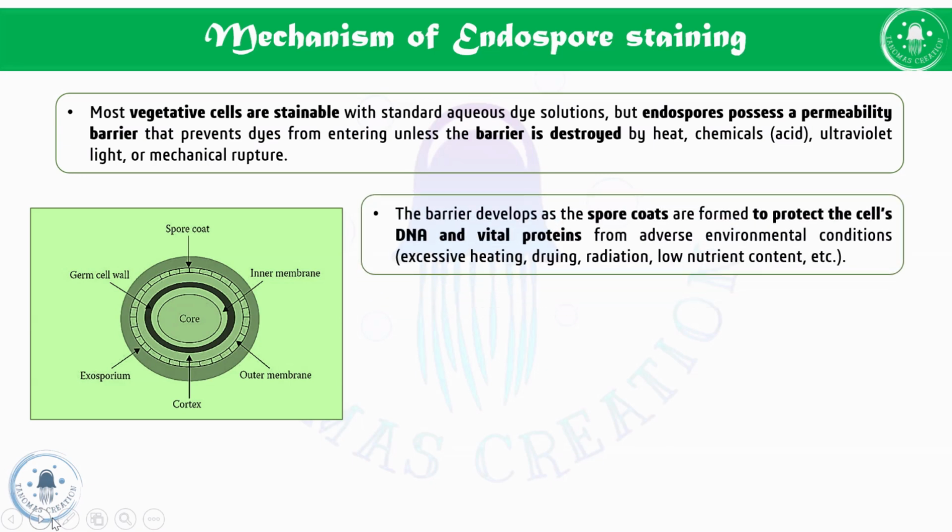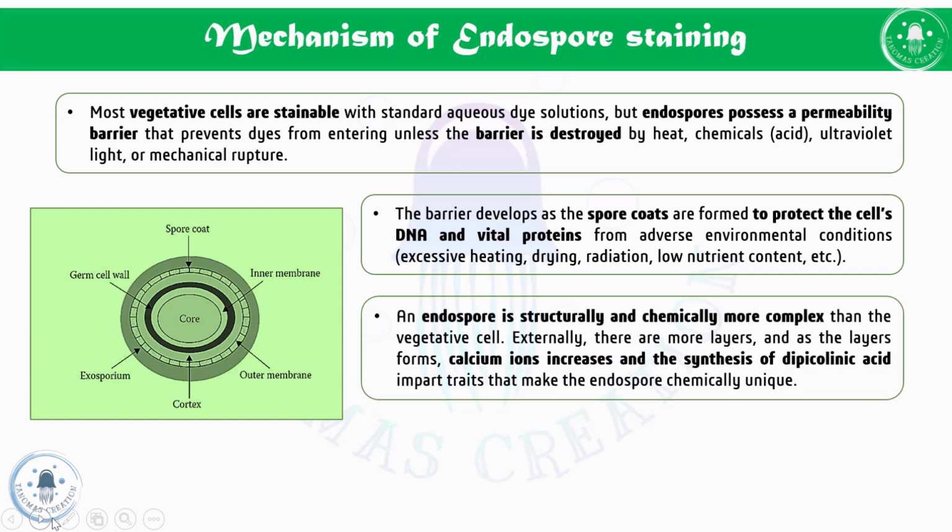Now this barrier develops as the spore coats are formed to protect the cell's DNA and vital proteins, as I said, in adverse environmental conditions. Now what are the adverse environmental conditions? Excessive heating, drying, radiation, low nutrient content, low water content. All these are adverse environmental conditions that make the bacteria unable to grow because they are not suitable for growth. Okay. So these endospores are structurally and chemically more complex than the vegetative cell.